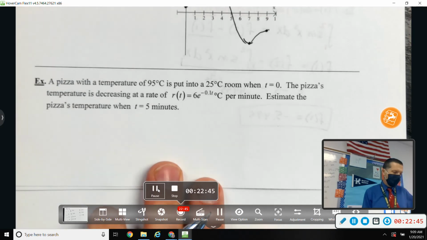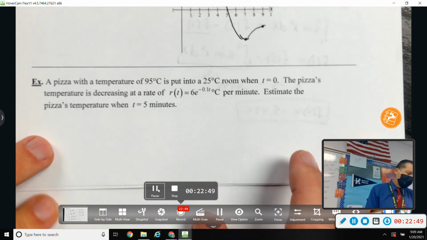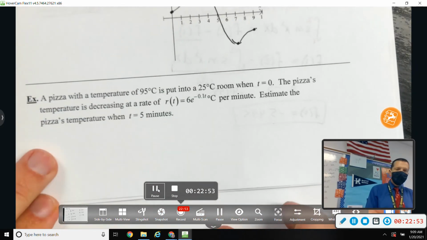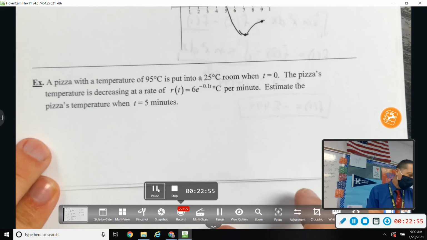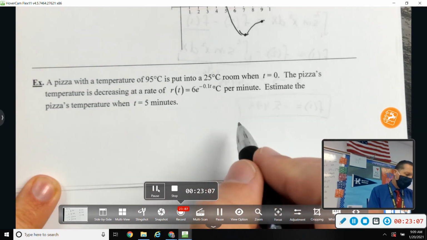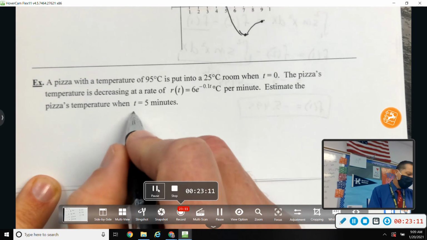All right, last one, then we'll maybe do one or two off the homework. A pizza with a temperature of 95 is put into a 25 degrees C room when T equals 0. The pizza's temperature is decreasing at a rate of this thing. Estimate the pizza's temperature when T equals 5.